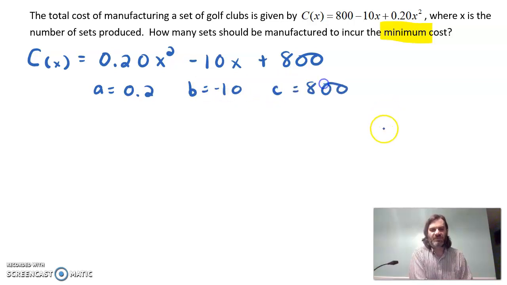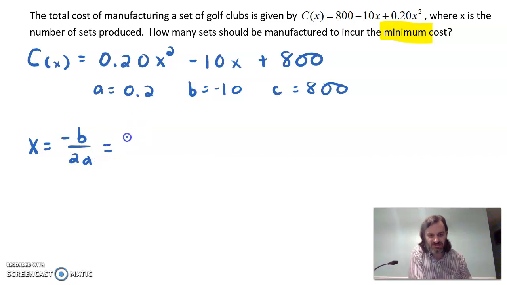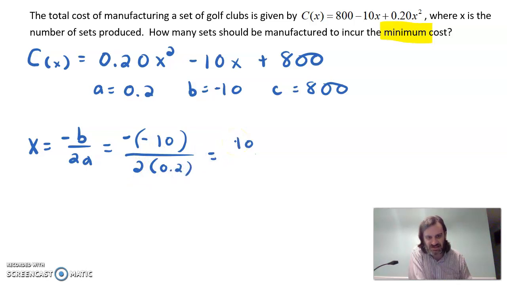But when we see minimum, we think vertex, and remember, in the vertex point that we're looking for, the x part is negative b over 2a. So we'll just drop those in. We'll have negative negative 10, all over 2 times this 0.2. So that gives me 10 on top and 0.4 on the bottom.